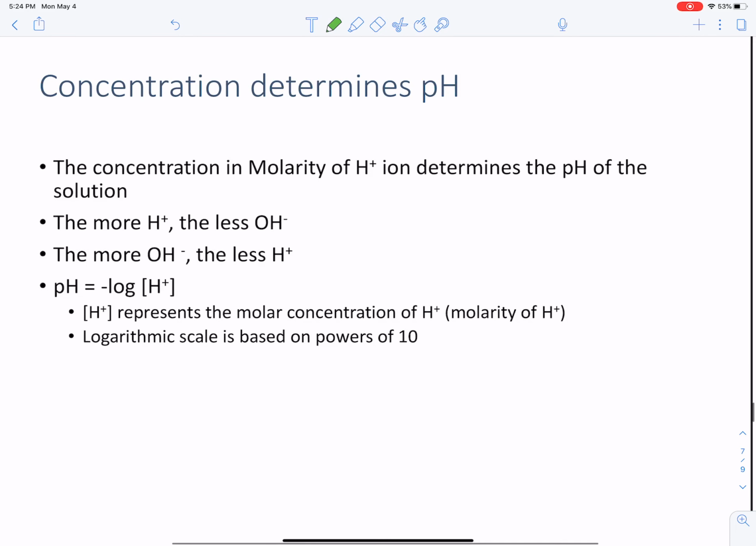Concentration determines pH. Remember, I said that pH is equal to the negative log of this stuff, right? That concentration is a molarity. Do you see this? It's a molarity. So I am not going to make you memorize molarity and how to calculate pH and all that kind of stuff. What I'm more interested in is, can you actually look at a pH reading and know what that means?